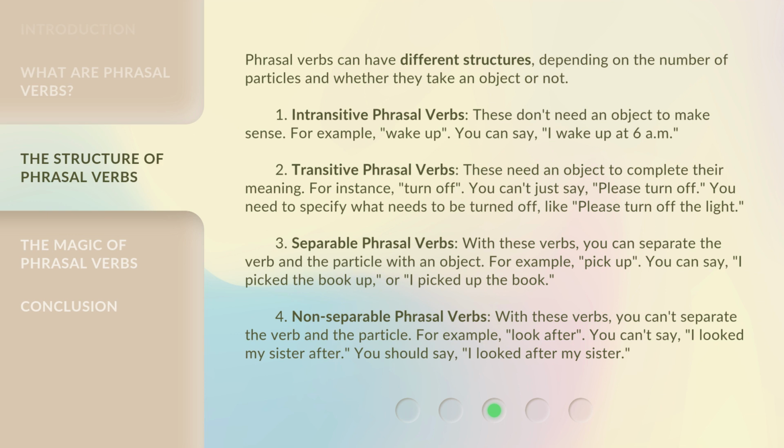2. Transitive phrasal verbs. These need an object to complete their meaning. For instance, turn off. You can't just say, please turn off. You need to specify what needs to be turned off, like, please turn off the light.